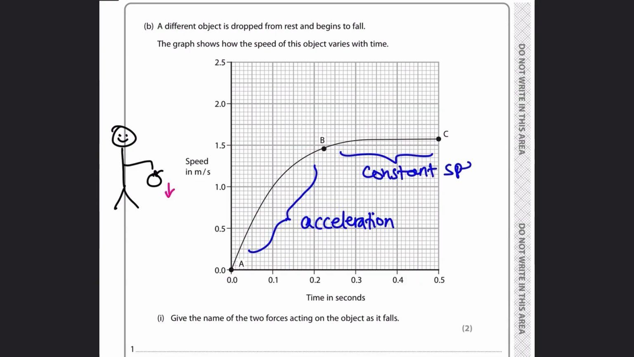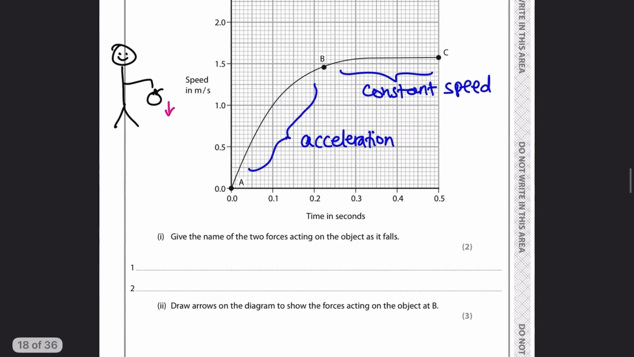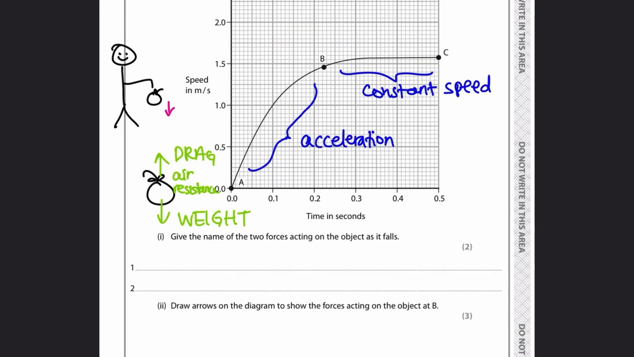Constant speed. Okay. Give the name of the two forces acting on the object as it falls. So this is your apple. And what are the two forces? You have the downward force called, do not say gravity. Gravity is not really a force. It's called weight. And then you have the upward force, which is something called drag, or you can also say air resistance. If you imagine you dropping through the air, you can imagine the air is going up against your face, right? That's the air resistance that we're talking about. So that's the answer for this.